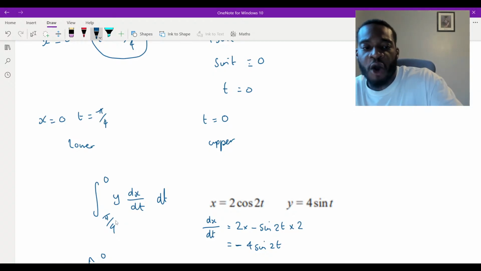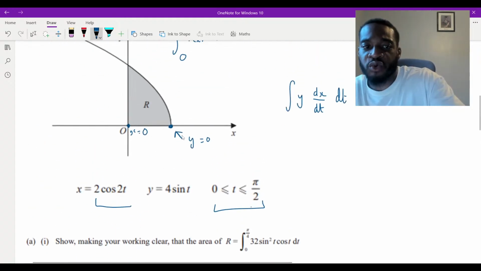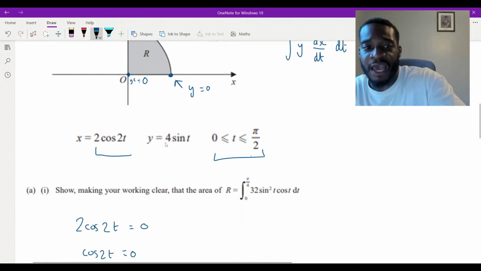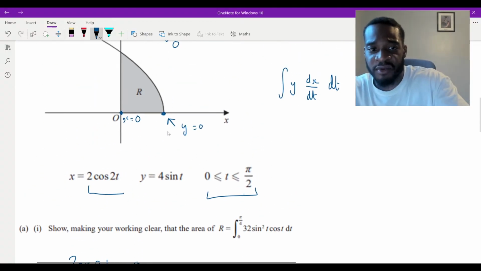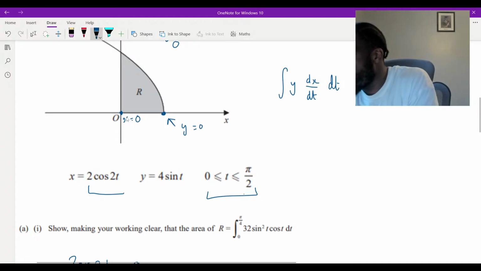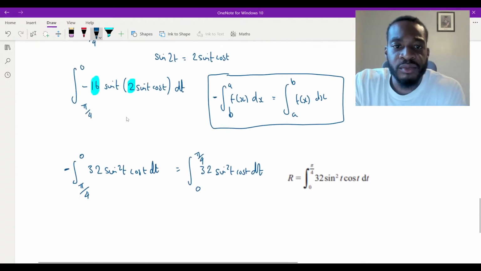So you asked about the upper limit, right? Again, the upper limit was y equals 0. What is the corresponding value for t? You set y equal to 0. 4 sine t is equal to 0, gives you t equals 0. That's why it's the upper, because if you look at the diagram, the upper is that one, the lower is that one. So I hope that makes sense. Okay, so cool, we've done that one.